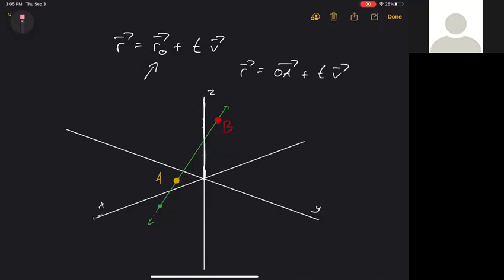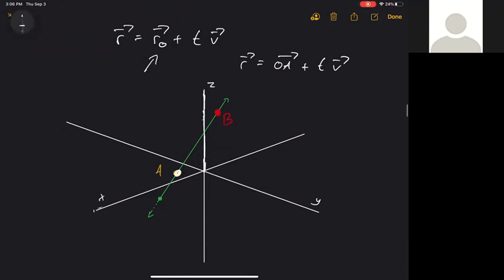Okay, so maybe at t equal to 0, we'd be located here. And then at t equals 1, we move this way by vector v, and then at t equals 1, we'd be there, right? So we're on the line. That's the equation of the line.